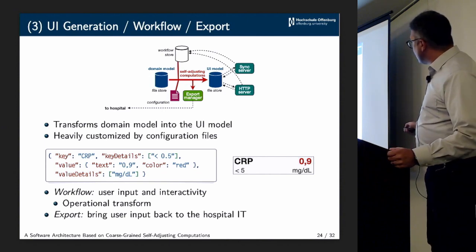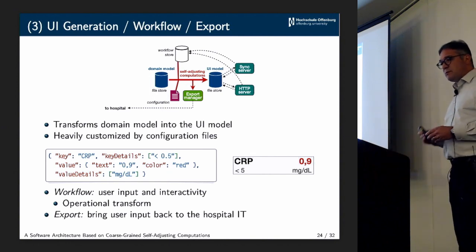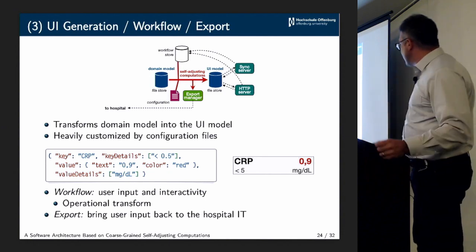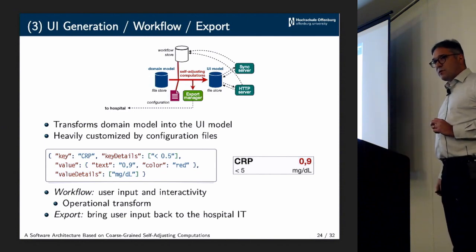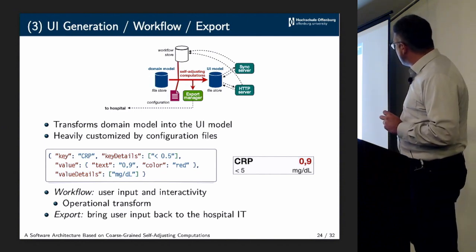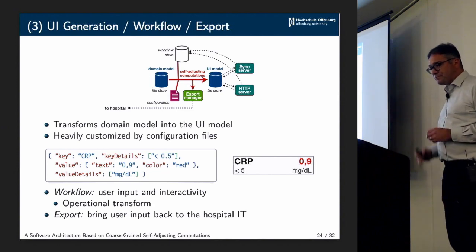And here, the CRP example in the UI model would look like this. You see here, there is no meaning whatsoever of a laboratory value called CRP. It's only a key value cell, and the rendering could then look like this. There's also an export manager which brings certain data back into the hospital.